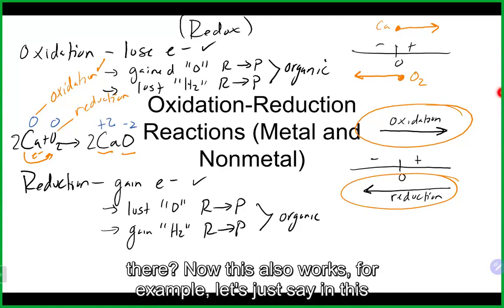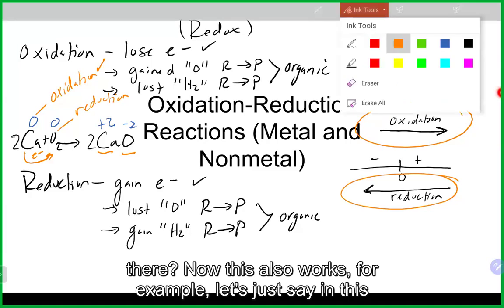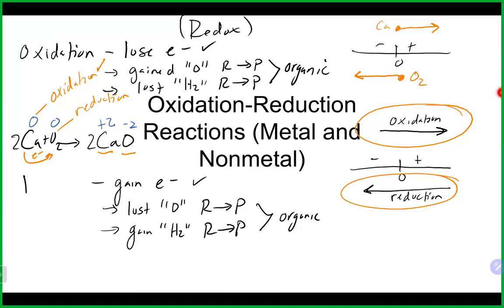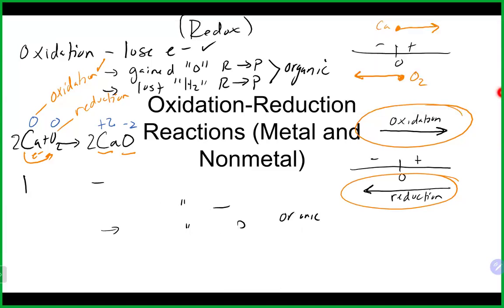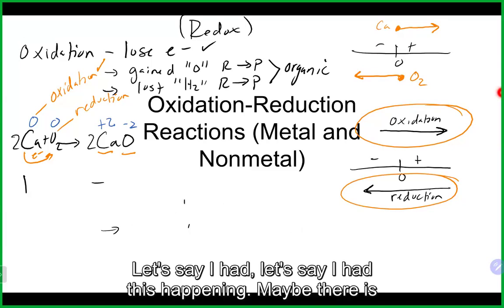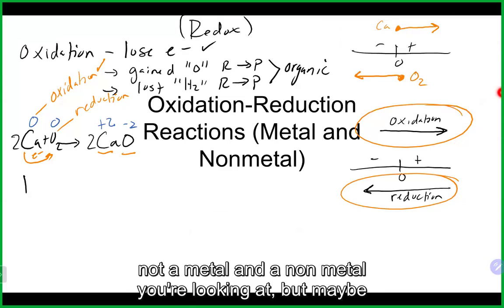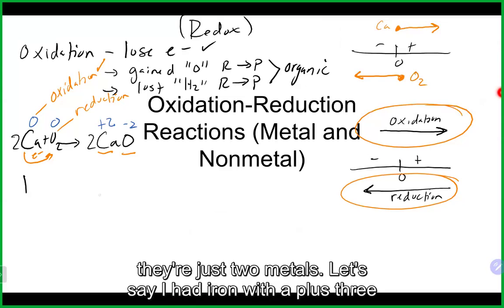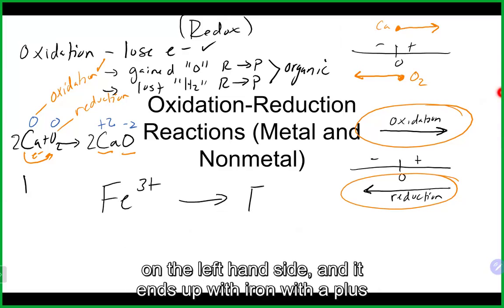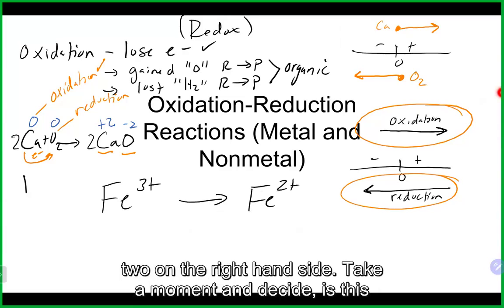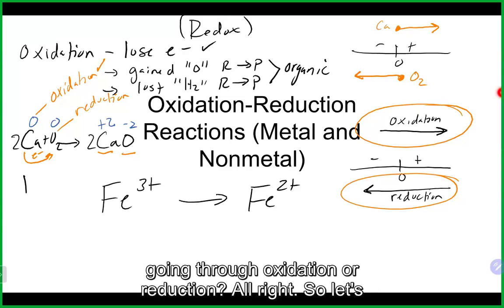Now, this also works, for example, let's just say in this case, let's say I had this happening. Maybe there is not a metal and a non-metal you're looking at, but maybe there's just two metals. Let's say I had iron with a +3 on the left-hand side, and it ends up with iron with a +2 on the right-hand side. Take a moment and decide, is this going through oxidation or reduction?